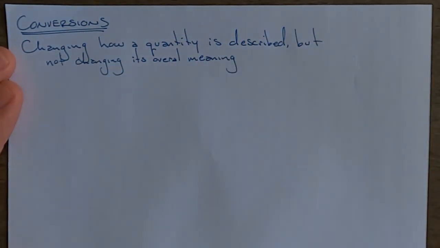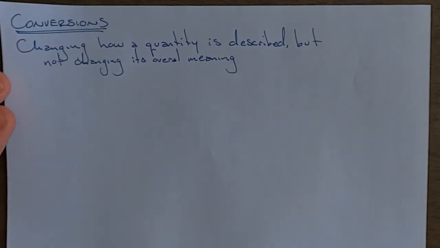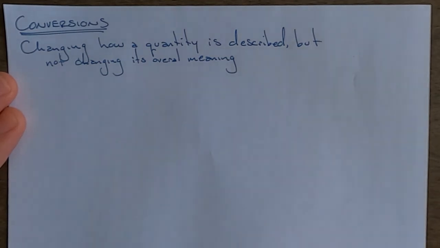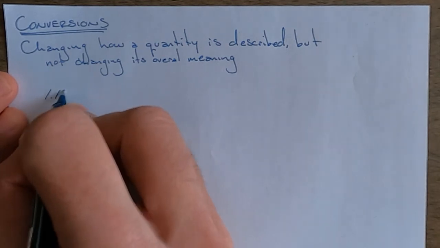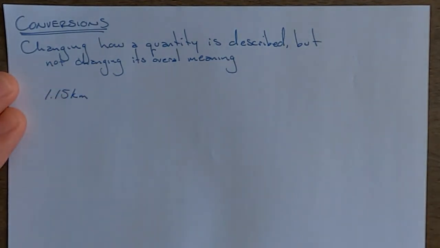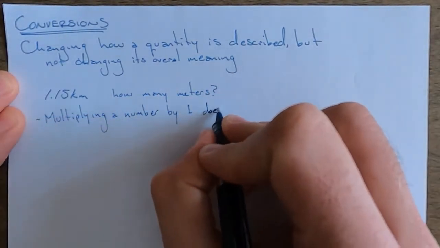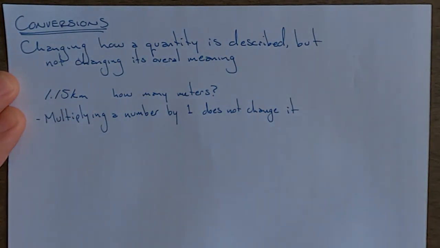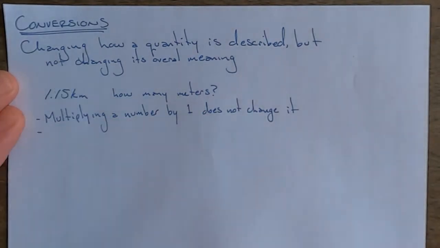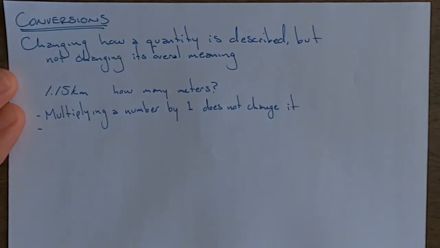And there are a couple of concepts that make conversions work. So for instance, if I had a distance of 1.5 kilometers and I wanted to know how many meters it would be, I would do a conversion. And conversions work under the knowledge that multiplying a number by 1 does not change what it is. So 5 times 1 is 5, 10 times 1 is 10. Multiplying anything by 1 does not change what it is. The second key thing that conversions work off of would be that if in a fraction the numerator and denominator are equal to each other, that fraction is equal to 1.